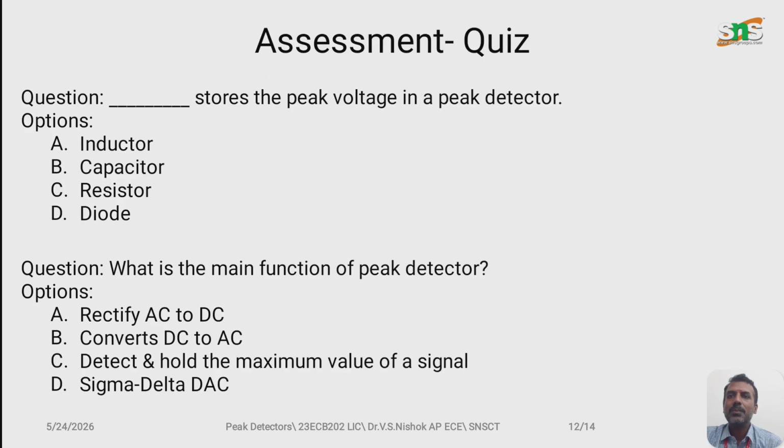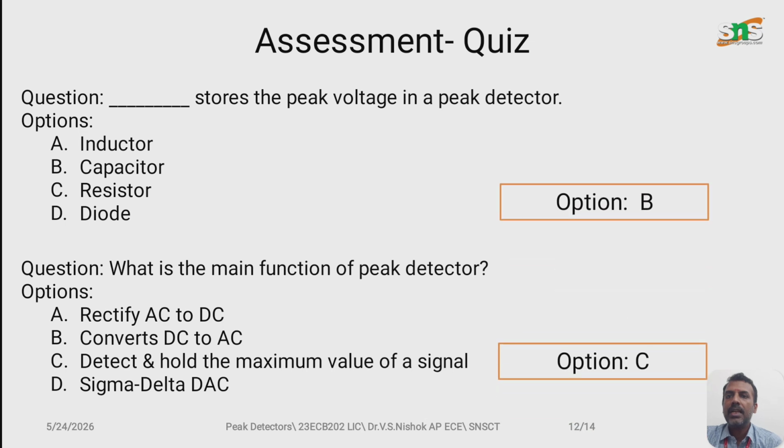Coming to the assessment part, here we have a question: dash stores the peak voltage value in the peak detector. Option B, capacitor, is the right answer. And what is the main function of the peak detector? The main function of the peak detector is to detect and hold the maximum value of a signal. That is the right answer here.